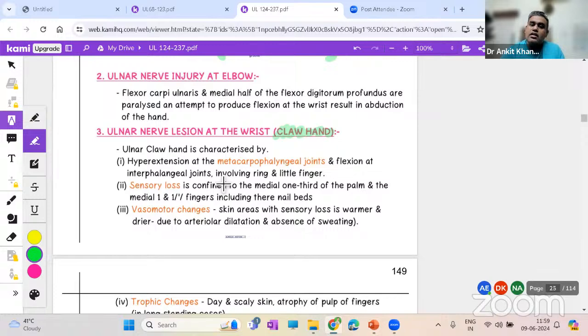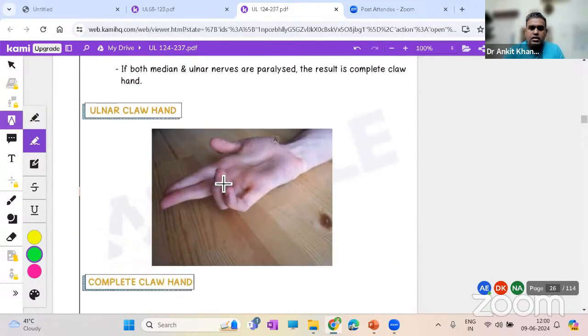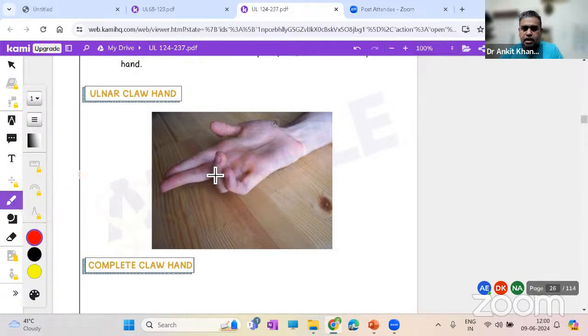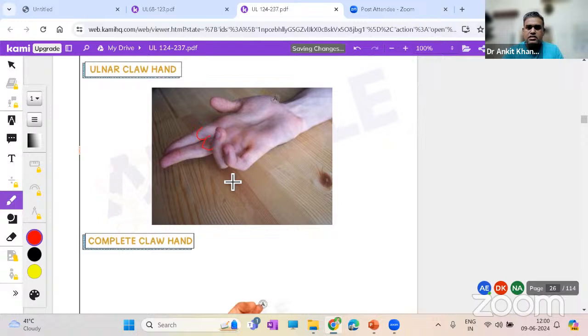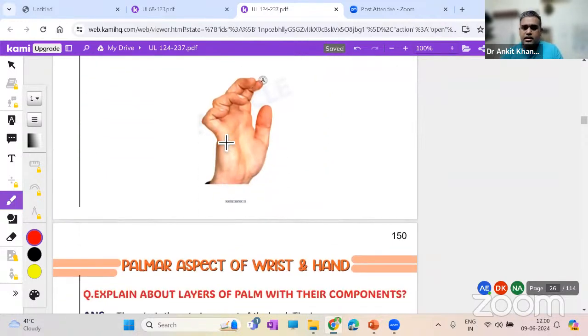Next, you can explain in detail what happens and what doesn't happen here. Here you can see the ulnar claw hand. This is the typical picture they show, but in reality, as in this diagram, the other fingers are also a bit clawed. It's not just the medial two fingers; this sort of picture will be seen. And the whole area over here will have muscle wasting. Muscle wasting means it looks like the muscle has disappeared.